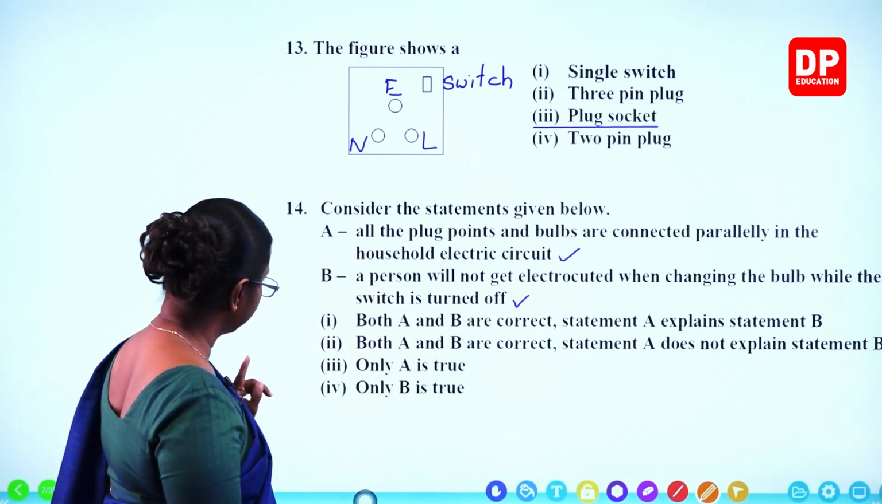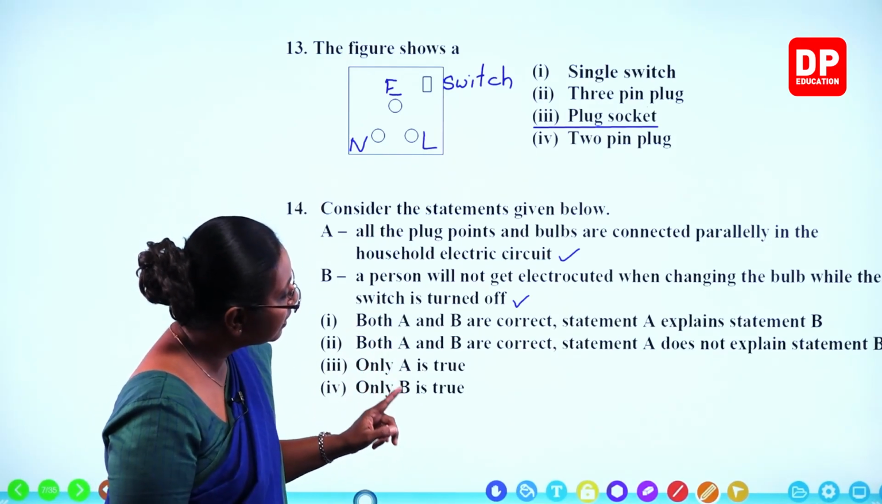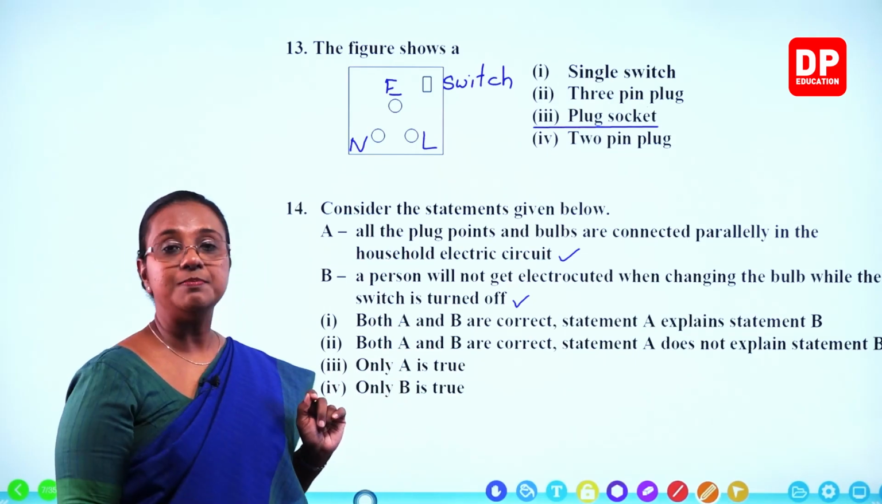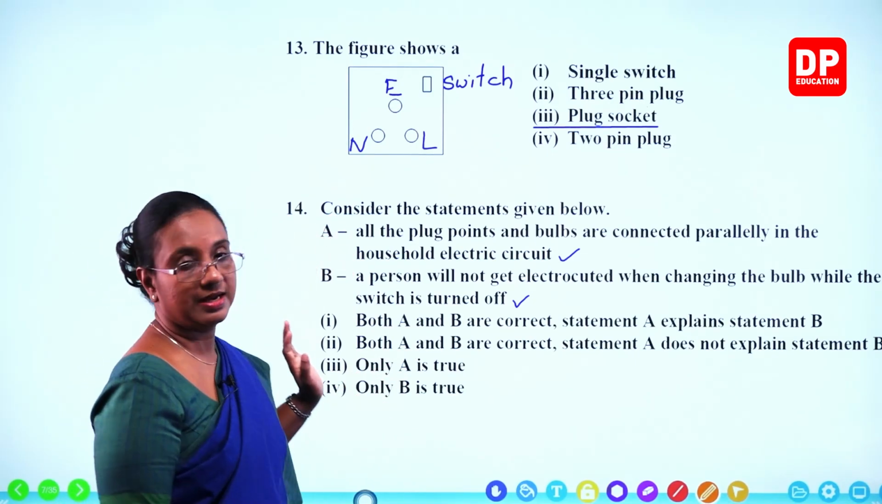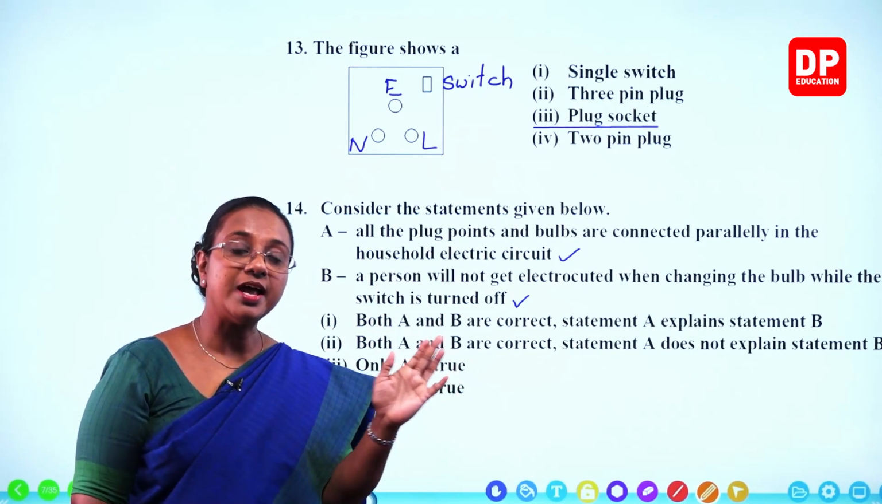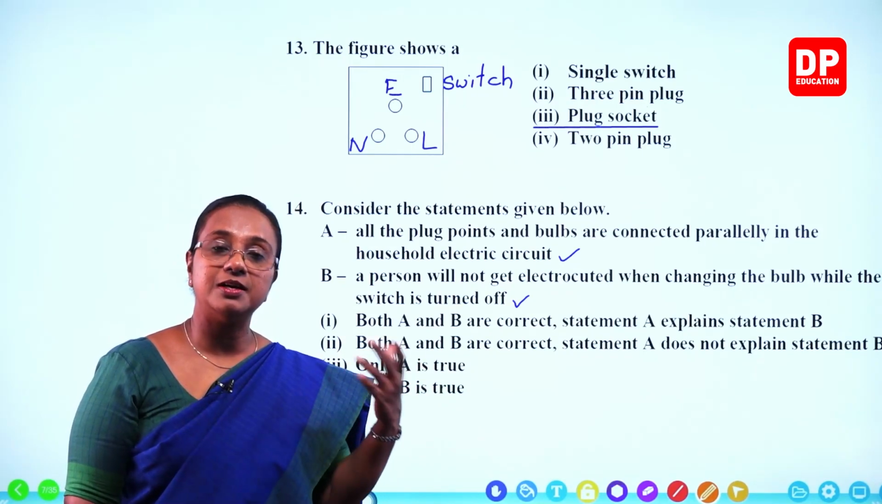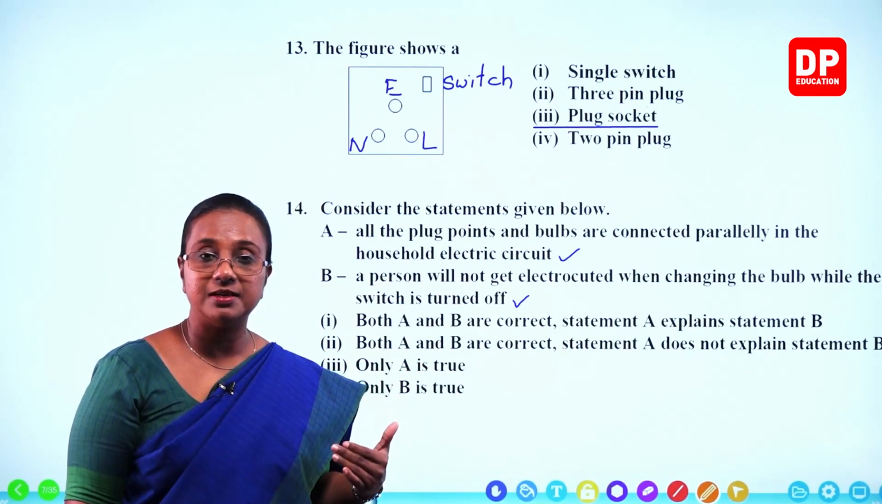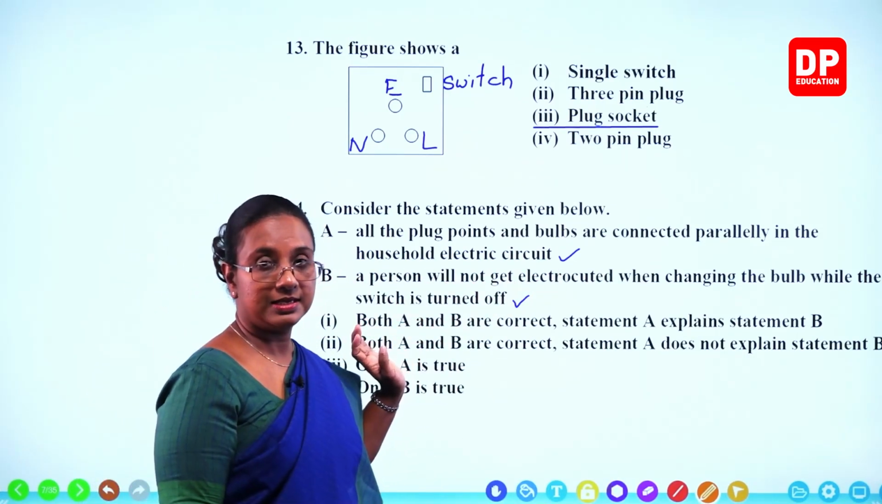Now, let's look at the answers. Both A and B are correct. Statement A explains statement B. Is that correct? Now, here this is parallelly connected. That means you can operate the switches individually. The devices can be turned on and off, or the bulbs can be turned on and off individually. That is because of the parallel circuit.